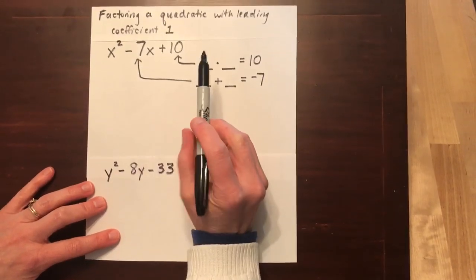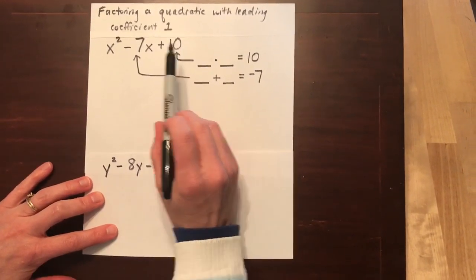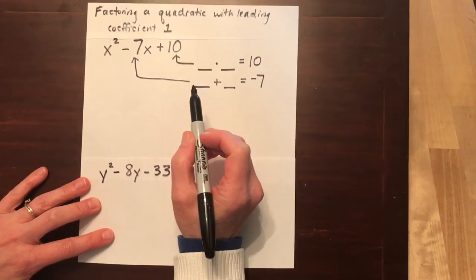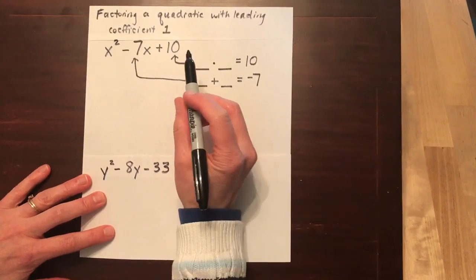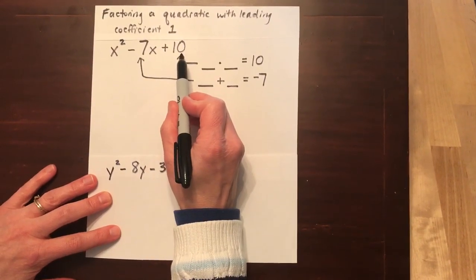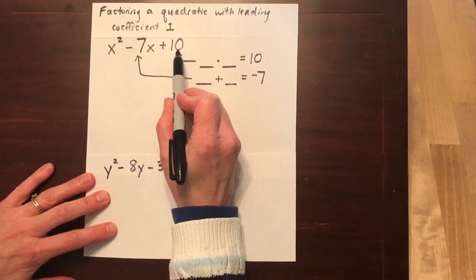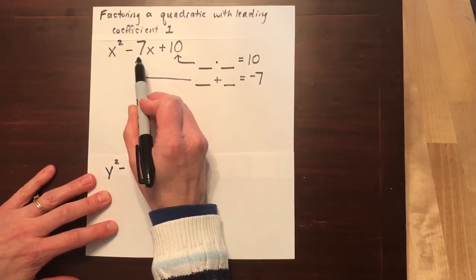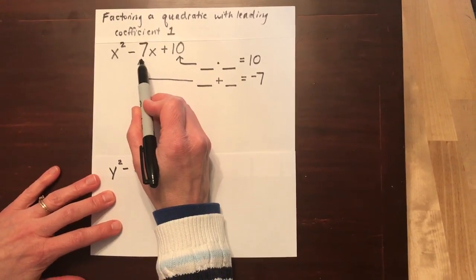We're factoring a quadratic with leading coefficient 1. That means there's nothing in front of that first variable. The way that I want to do this is I'm looking for two numbers that will multiply to the last coefficient, the 10, and those same two numbers must add up to the middle coefficient of -7.